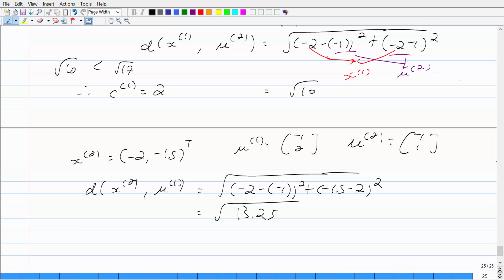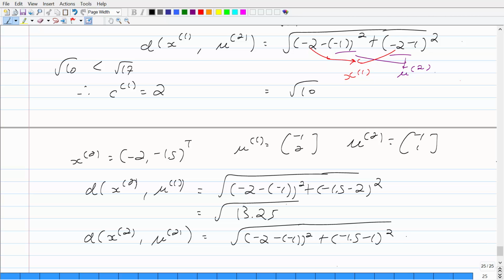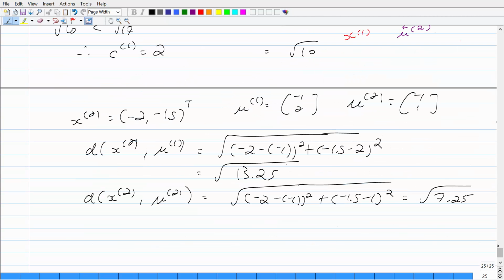When you calculate this, it is equal to 13.25. And when you calculate the distance between this second example and the next centroid, we get -2 minus -1, plus -1.5 subtract 1. When you calculate this, it gives you 7.25. So which of these is smaller? Obviously this one here, this is the smaller one.